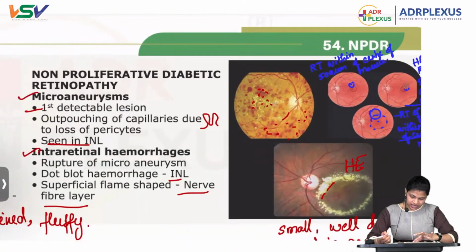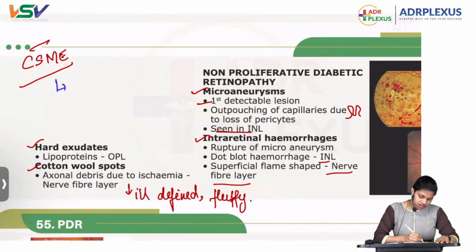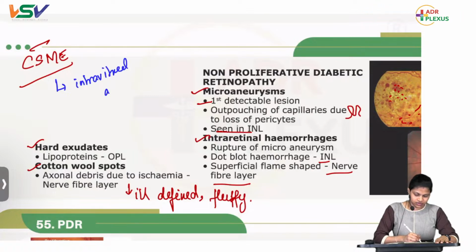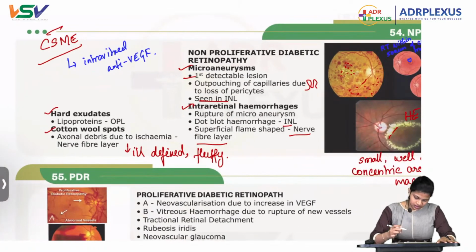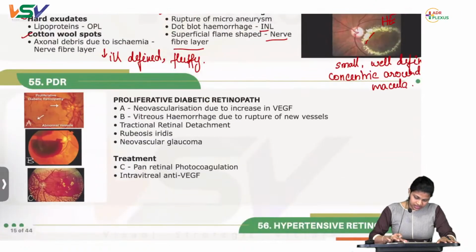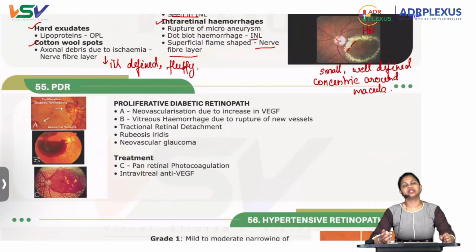Now, how do you treat if you have a clinically significant macular edema? Then you give an intravitreal anti-VEGF. Okay. So that is about non-proliferative, and whenever these are occlusive conditions, whenever there is a non-proliferative stage, then the next stage would be proliferative diabetic retinopathy.